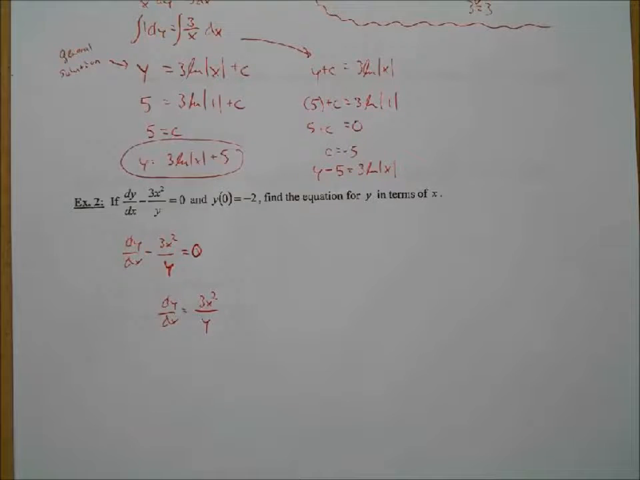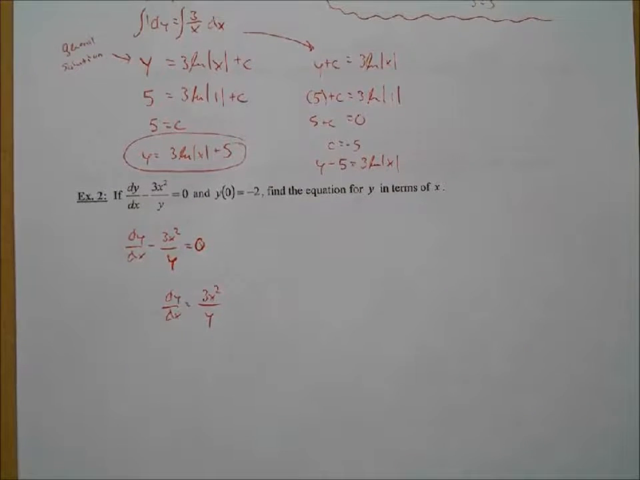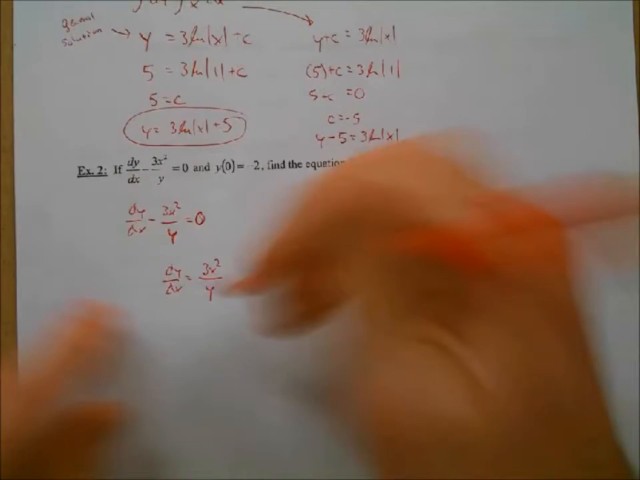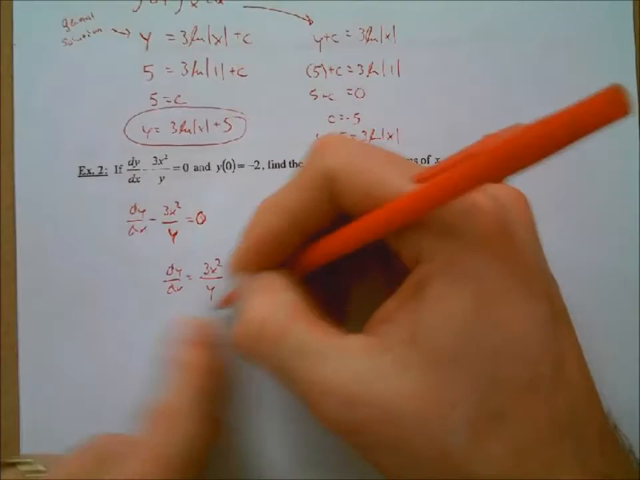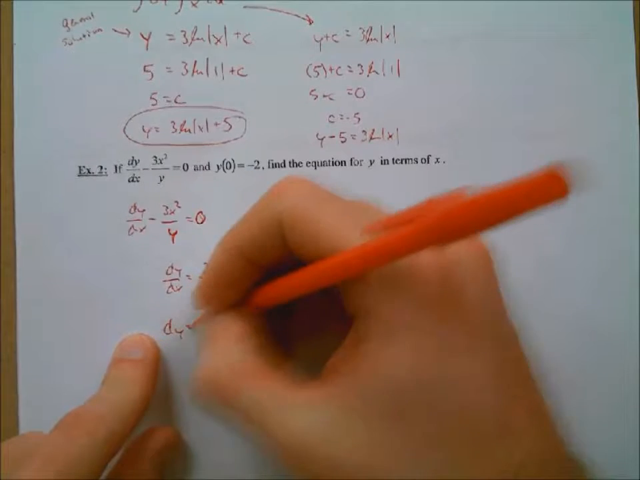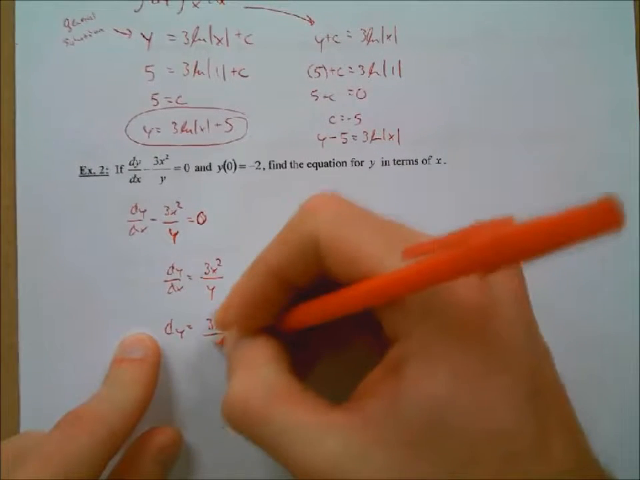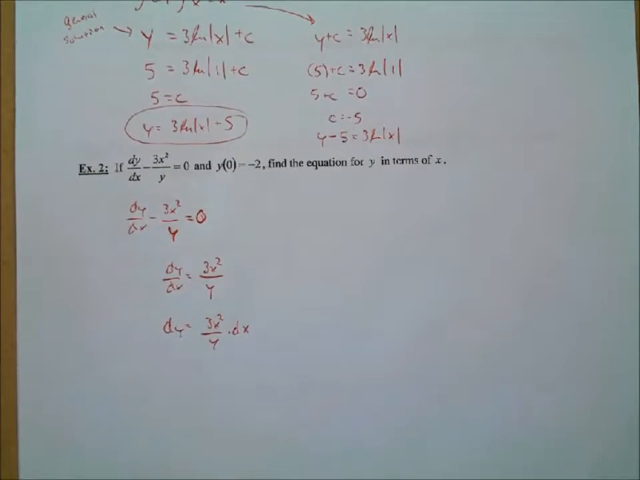Sure, could work. Okay. At this point now, we want to separate our variables, right? Y's and dy's on one side, x's and dx's on the other side. So I can see I've got to get the dx out of the denominator, so I'm going to multiply it over here. So I have dy equals 3x squared over y times dx, like that. But of course, what else do we want to move over to another side?